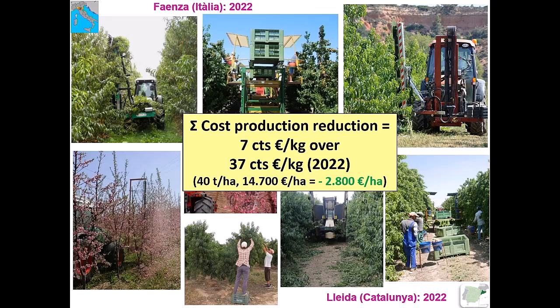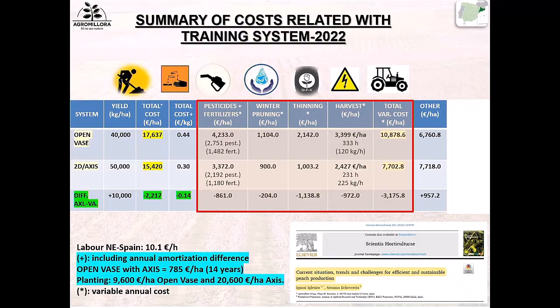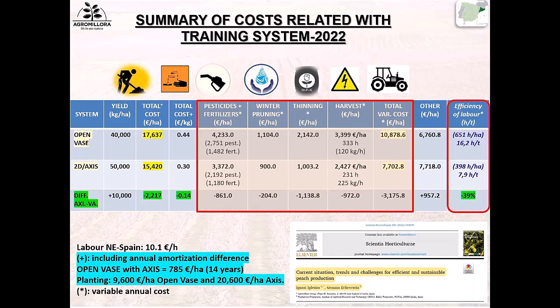So at the end, with all this mechanization, with data of 2022, we reduce per hectare 2,800 euros. If you go to the details, as you can see here, this has been published. You will have this information. You see the concepts where we are reducing. So mainly it is in fruit thinning, in pruning, in harvest, and in plant protection. So this is the net benefit per hectare, okay?